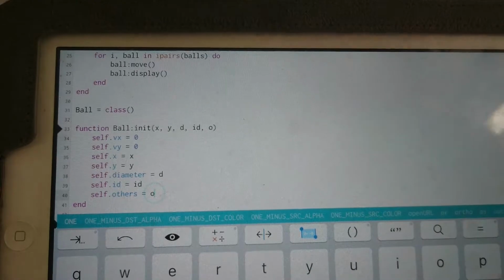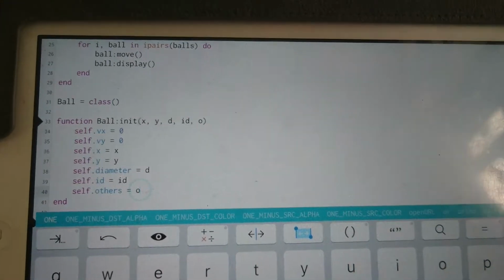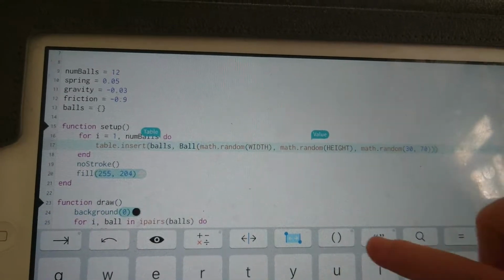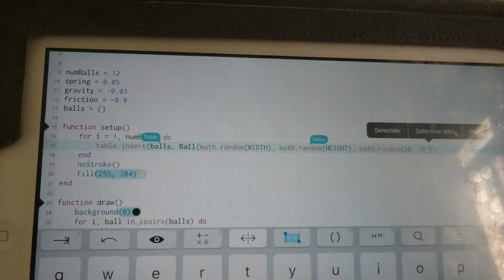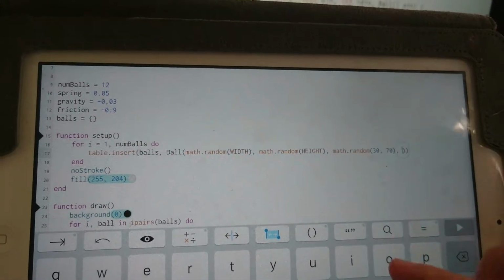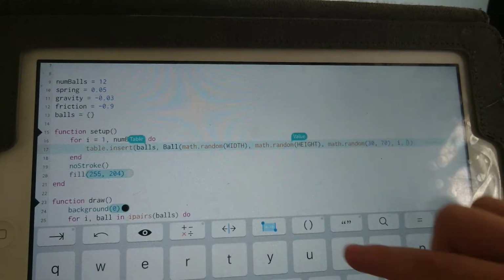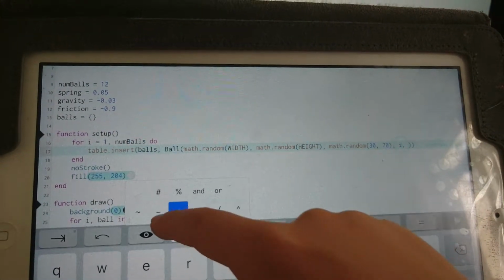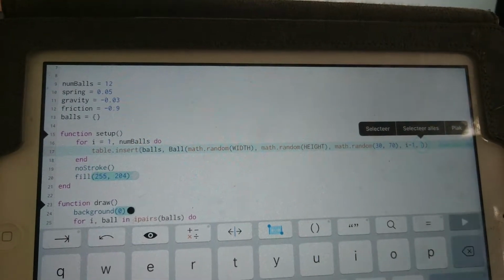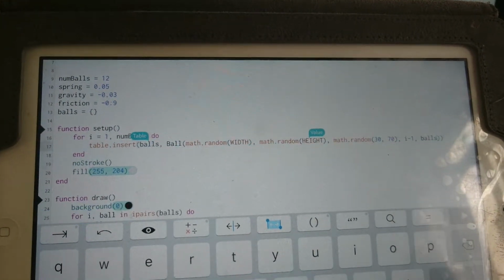So I'm gonna just send in an array. Also I gotta add some arguments now here. So it's ID. I'm just gonna use a counter for simplicity. I'm gonna say I, which is right here. Let's use a counter that starts with zero, so I'm just gonna say I minus one. And then these balls.